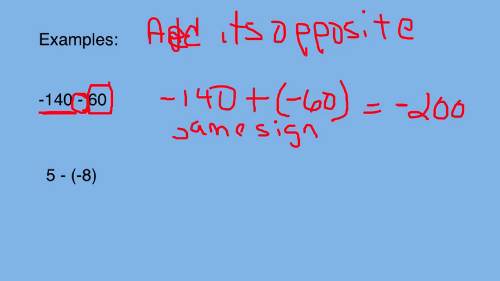Again, add its opposite. So the first number stays the same. I change it from subtraction to addition, but don't forget, I have to change my second number. I can't just change it to addition and not do anything with the second number. The second number becomes its opposite. And now I have two positive numbers that are the same sign, so I'm just going to add them together, and they equal 13. Okay, so remember, once you change it to an addition problem, go back and follow your addition rules.